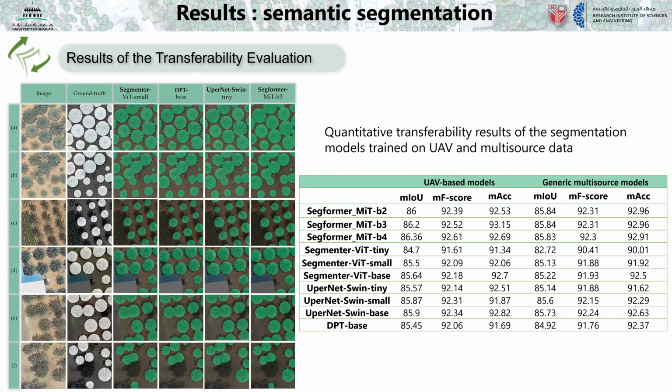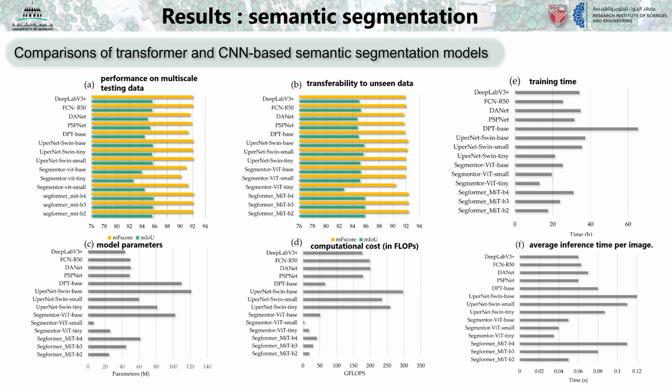In terms of transferability, as I mentioned, the model was applied to a dataset in Al Ain City. The model trained on the UAV dataset and the model trained on the multiscale dataset produced a similar range of accuracies, which proves the capability of the vision transformer to capture global information and produce meaningful results.